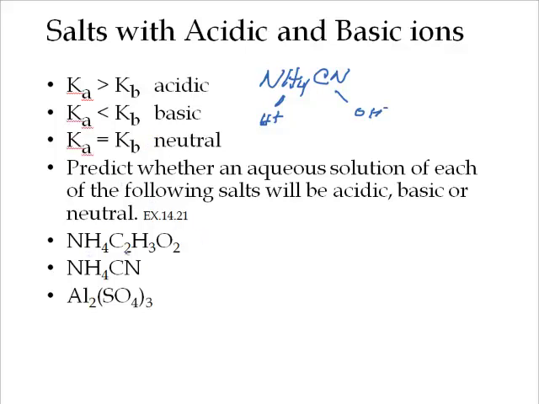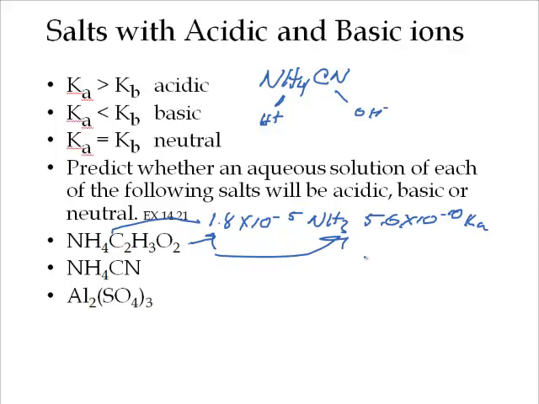Now NH4 and C2H3O2. Let me see this one. I think I have that memorized. I want to say it's 1.8 times 10 to the minus fifth, that's what NH3 is, right? And so if I divide that into the Kw, I get a value of 5.6 times 10 to the minus 10th for the Ka, right? And then for this one, this is acetate. Acetic acid is 1.8 times 10 to the minus fifth. So again, dividing it back there, this is going to be neutral.